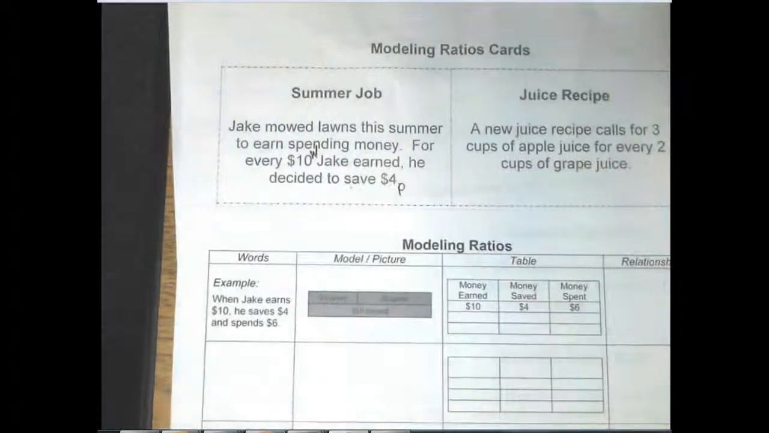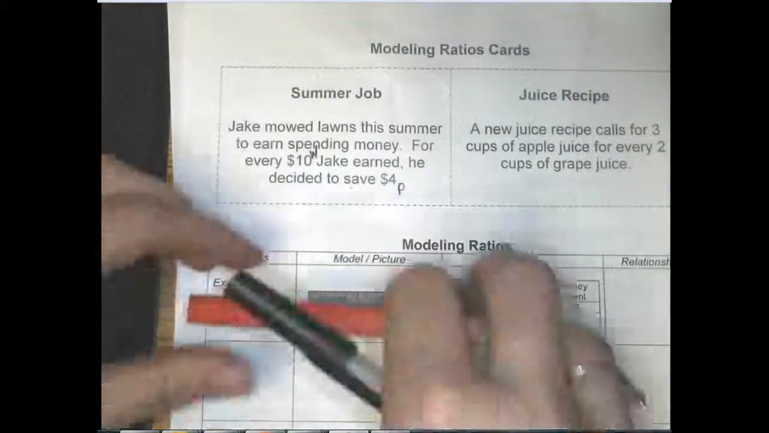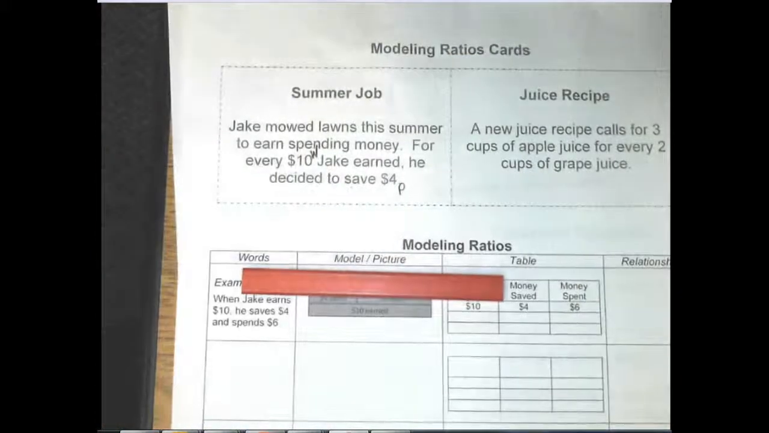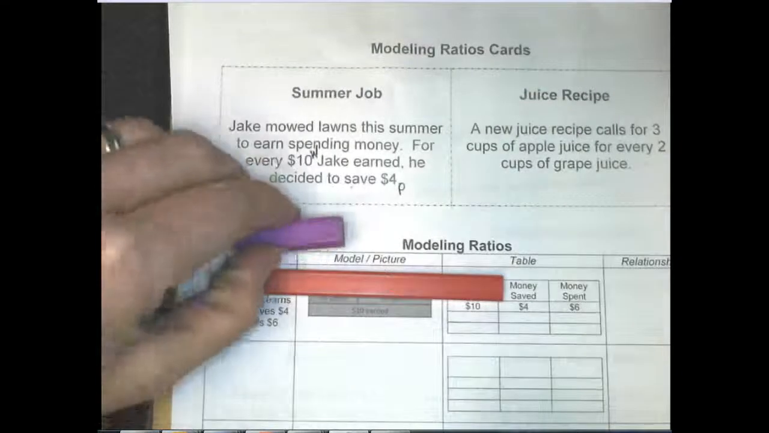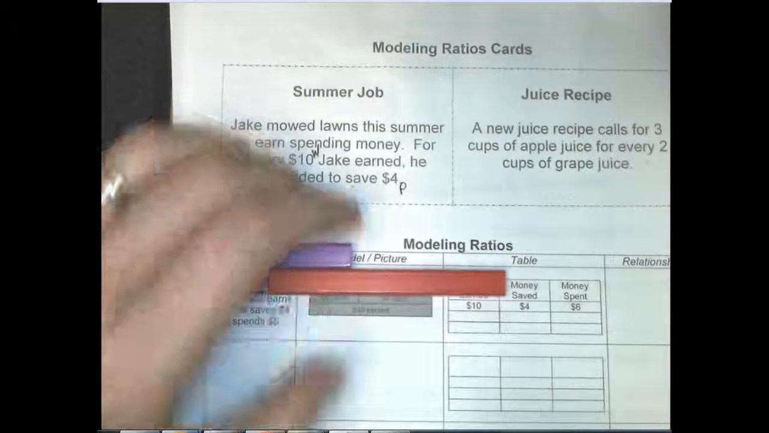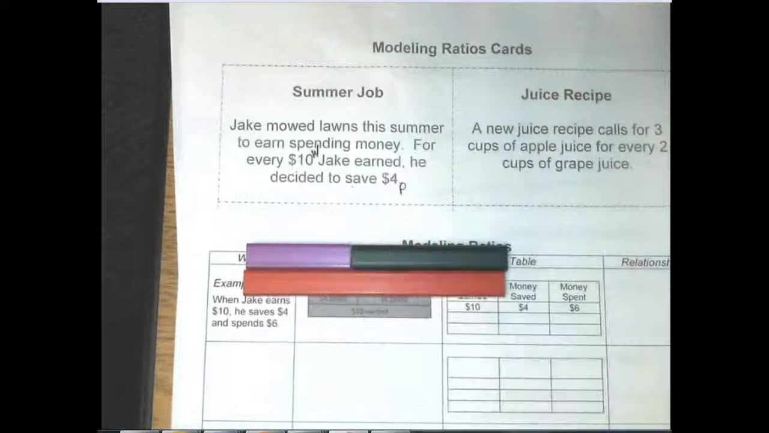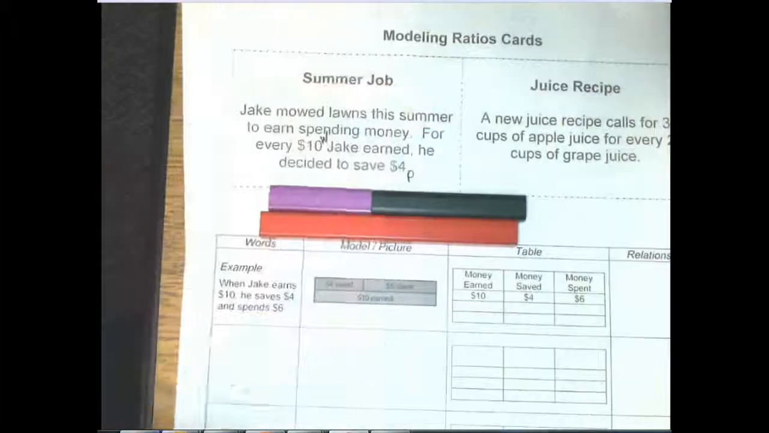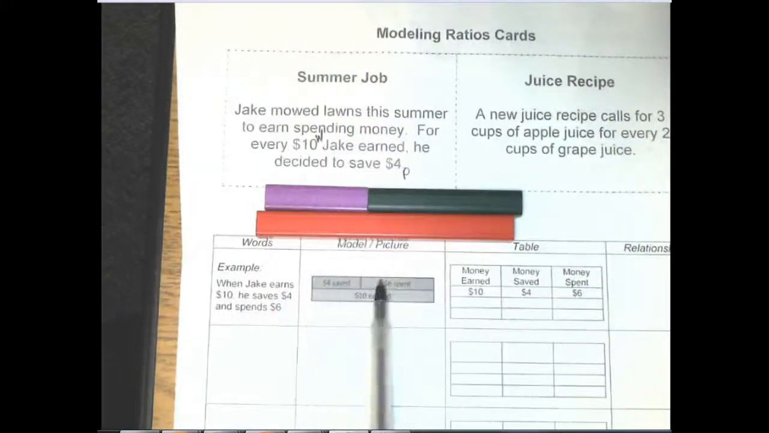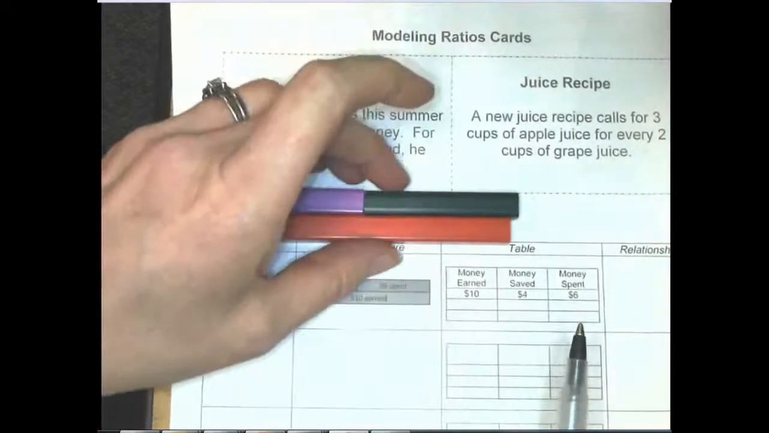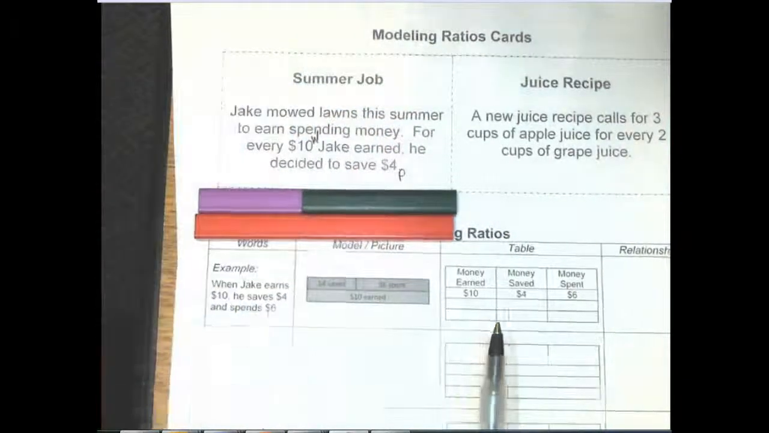So if I was going to use Cuisenaire rods to represent that, our whole amount would be our orange, which stands for 10, and our saved amount, which would be $4, would be purple because that's 4 units long, and our spent amount would be $6, which is my dark green. And that's what is shown right here: $4 saved, $6 spent, $10 earned, okay? So we're going to work on how to write ratios today.